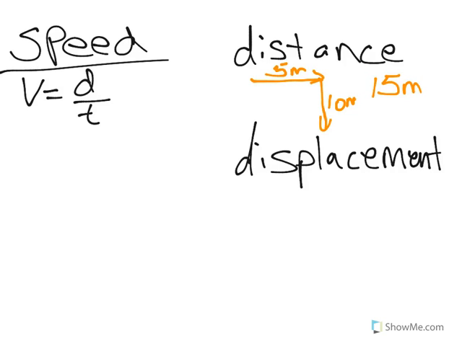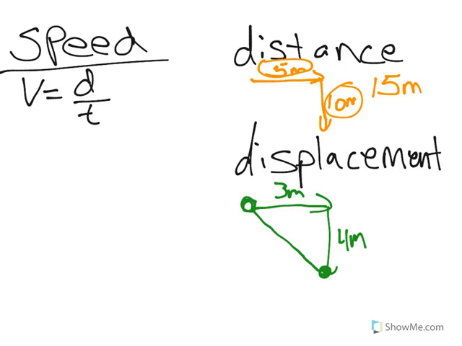Distance is the total amount traveled. So you just add up this, and that's your distance. Displacement's a little different. So displacement would be like if you walked 3 meters this way, and then 4 meters this way. Your displacement is the distance from where you started to where you ended. And so that distance, in this case, would be 5 meters. Now your distance here would be this plus this. So the displacement would be 5 meters, and the distance would be 7 meters. All right. So anyway, that's one thing you will need to know.